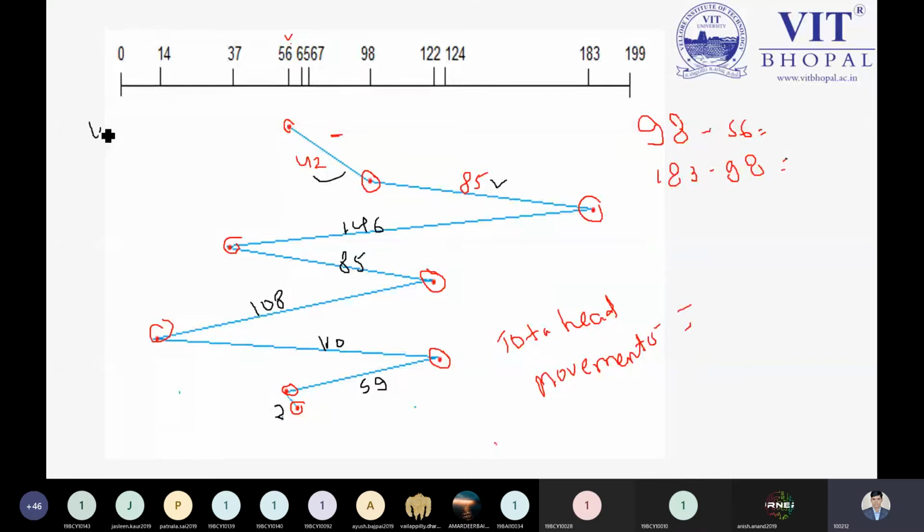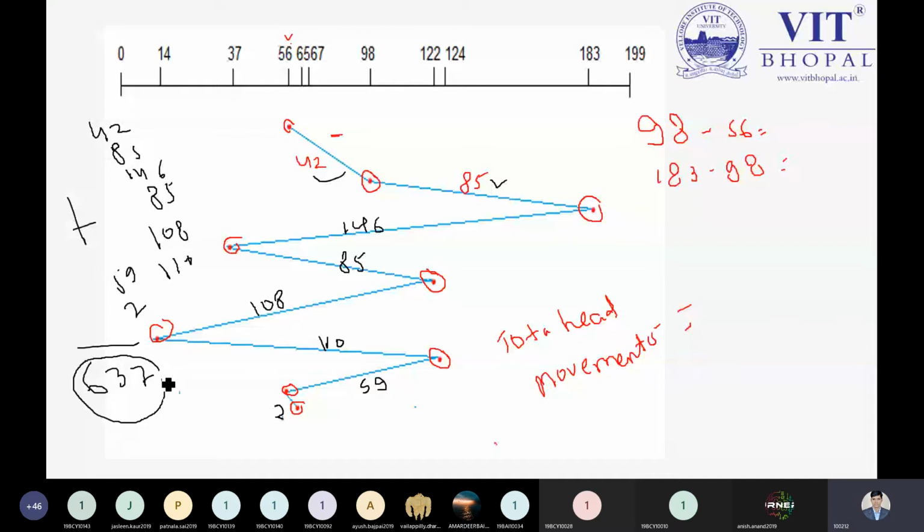Now do one thing. Sum 42, 85, 146, again 85, and then 108, and then 110, 59, and then 2. Of course, the last 2 we will get from 65 to 67, so we will take the 2. All these values give you 637. 637 is the total head movement incurred in servicing the requests by the disk.